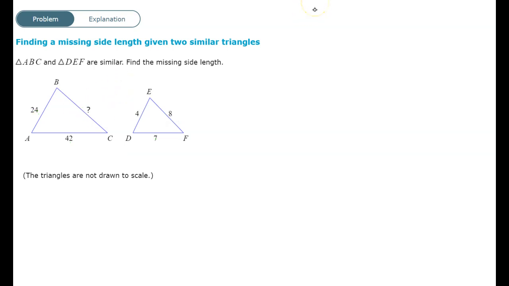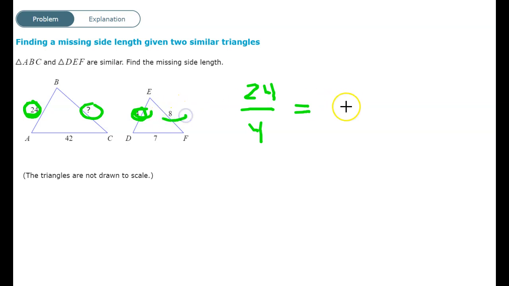Now, if you can't do that in your head, there's a couple different ways we can do this. I'm going to go ahead and do something like this. I'm going to say that A and B match D and E. So I would say 24 over 4 is going to be equivalent to maybe 42. No, I can't do that. So I did 24 over 4, so then I'm going to do x over 8. Now I can go ahead and just solve this equation here.